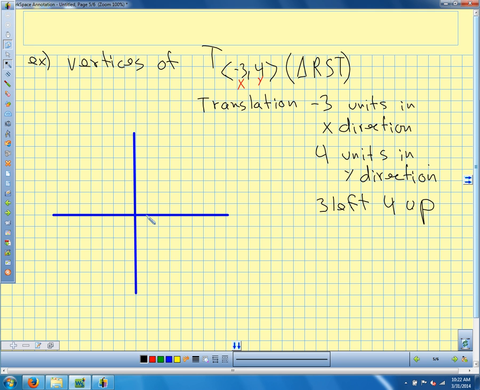So I'm going to go 1, 2. There's R, and its vertex is at 1, 2. S is 1, 2, 3, 4, 1. S is at 4, 1. And T is at 1, -3. So there's my triangle RST.